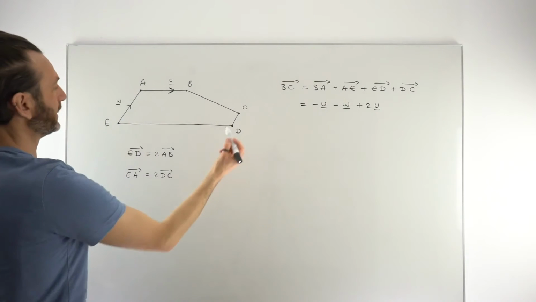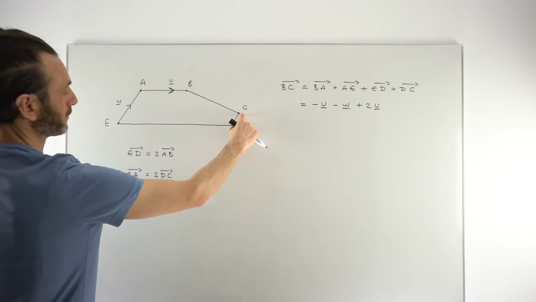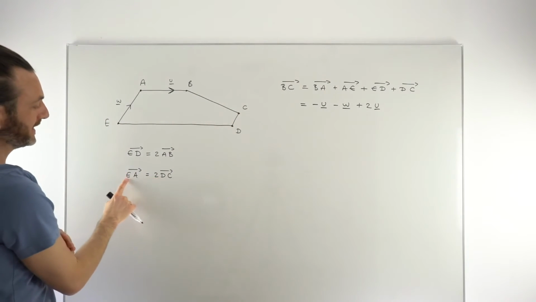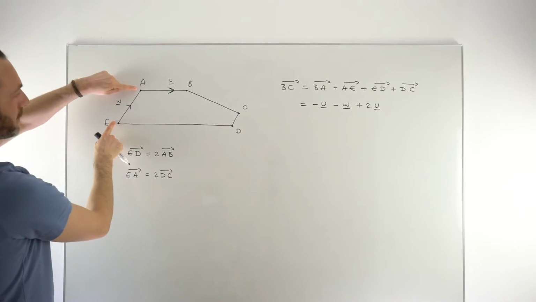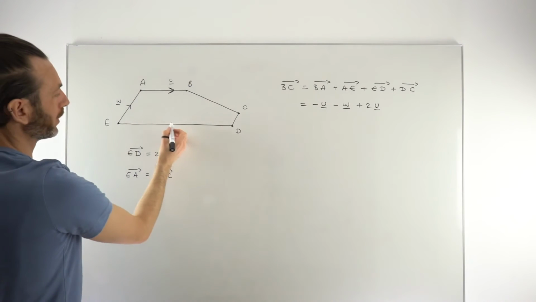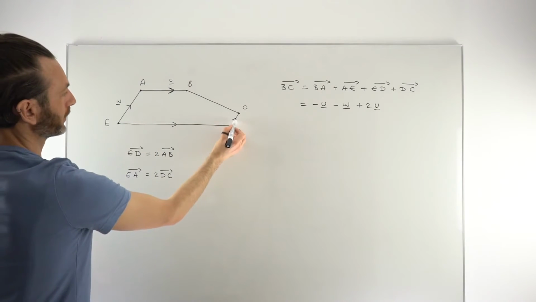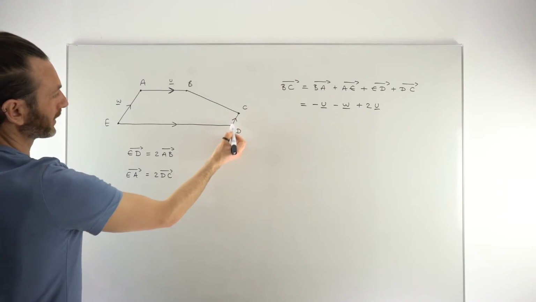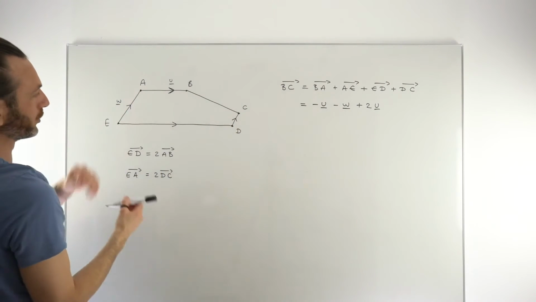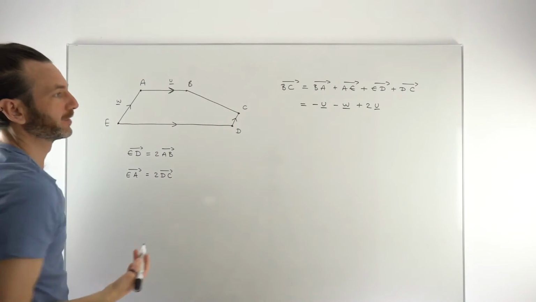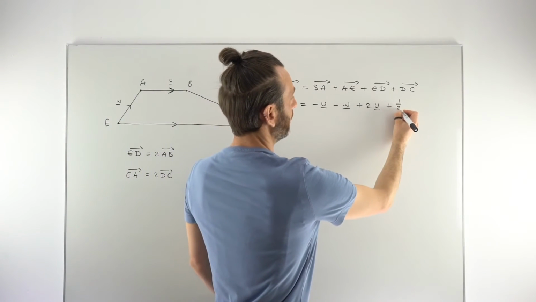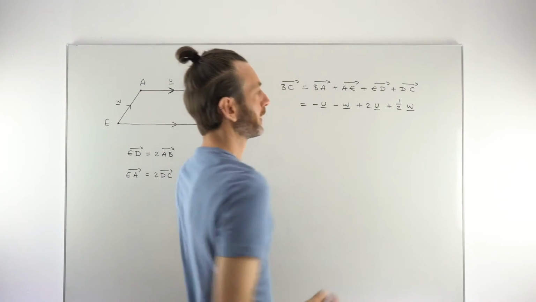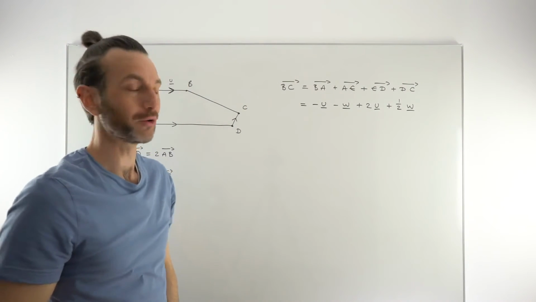And then D to C, well, D to C is 2 times E to A, so that means that this length here is 1/2 of this length here. And the arrow, if we're going along this way and along this way, then the arrow is going in the correct same direction as the vector w. So our vector D to C is just 1/2 of the vector w. So it's just plus 1/2 of the vector w. So that's how you go about these vector pathway questions.